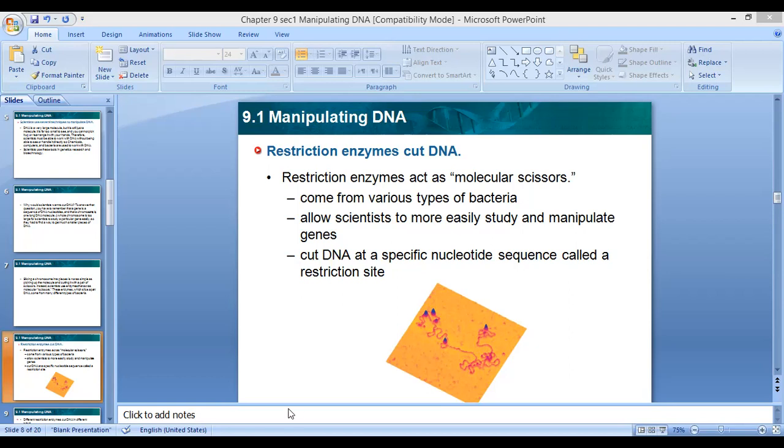Please tell me again, what are restriction enzymes and what is their use? Miss, restriction enzymes act as molecular scissors. They come from various types of bacteria. They allow scientists to more easily study and manipulate genes. They cut DNA at a specific nucleotide sequence.